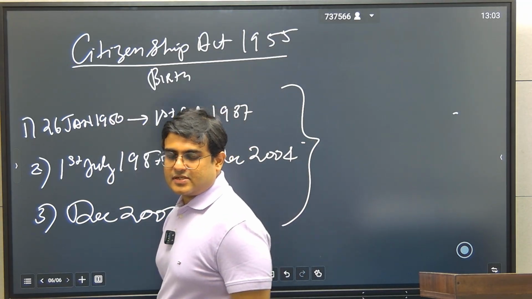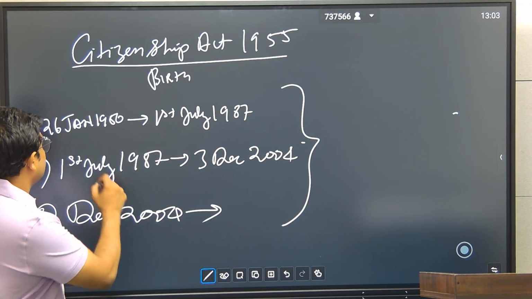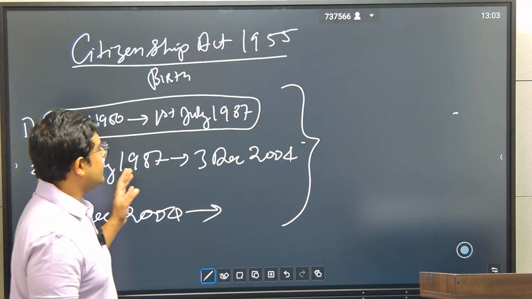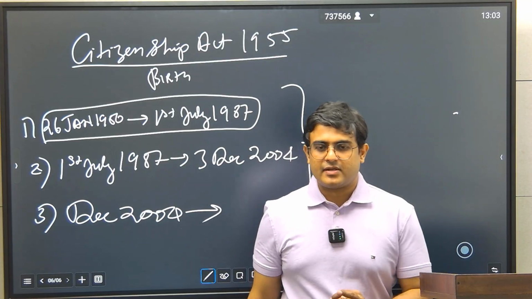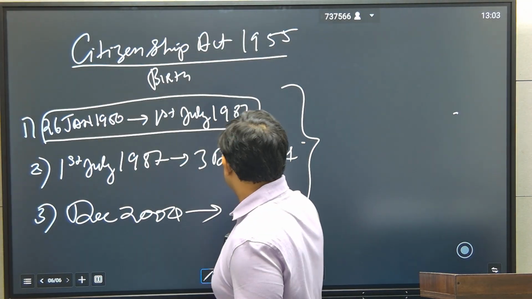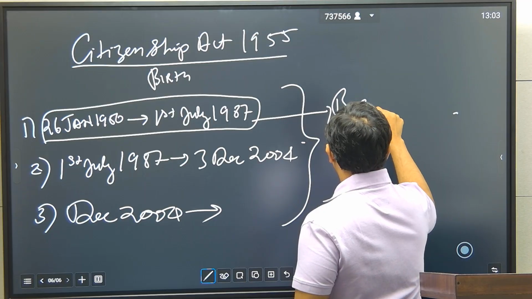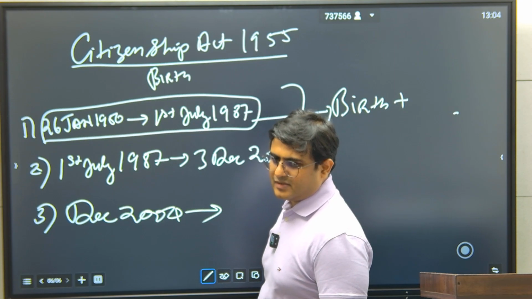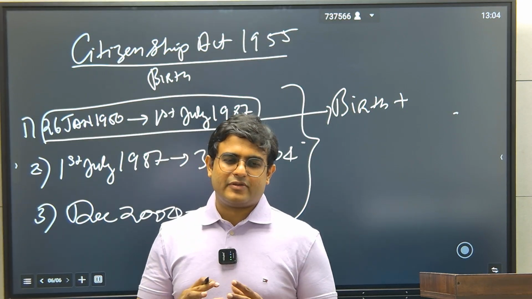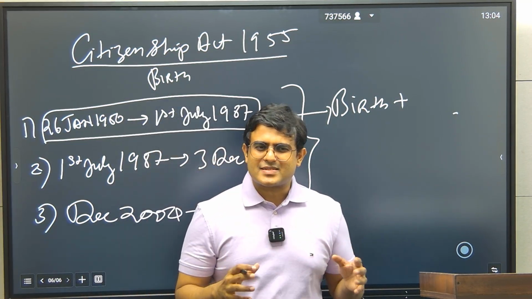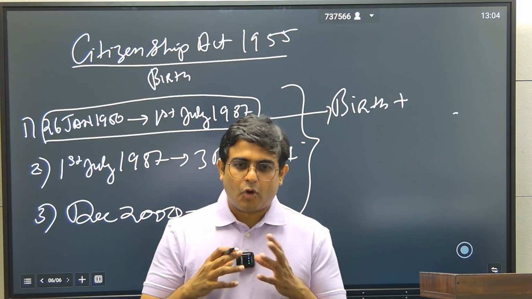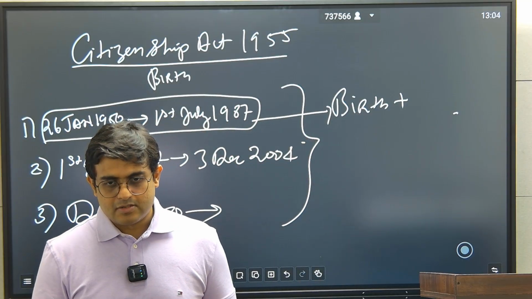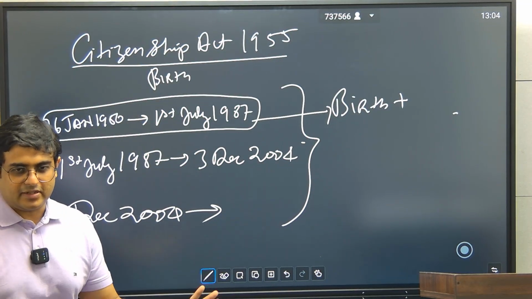Okay, so persons who are born between the first segment, 26 January 1950 to 1st July 1987, will be considered a citizen by birth. Persons who are born in this range are citizens by birth, even if the nationality of both the parents is different or same, it doesn't matter. If you are born in India between these dates, you will automatically be a citizen of India. Okay, this is one segment, just birth in India, that time.